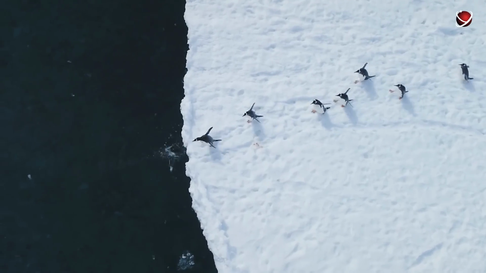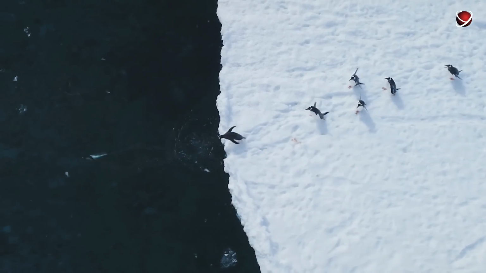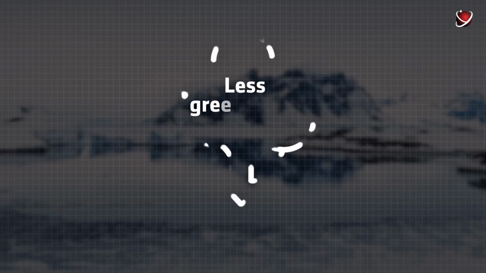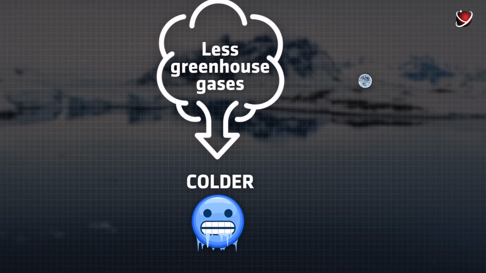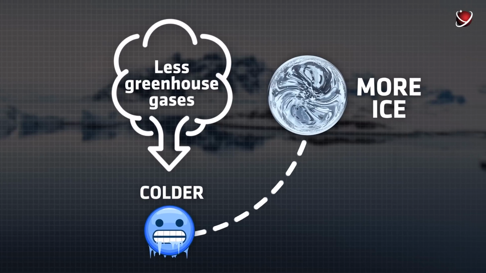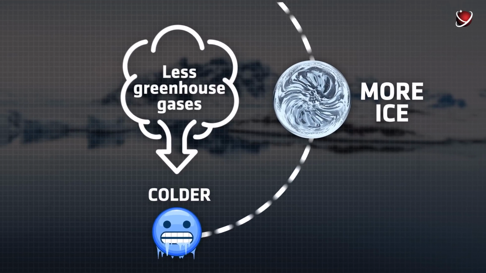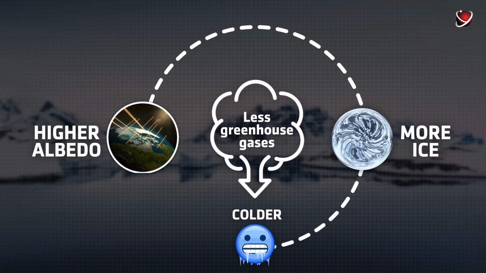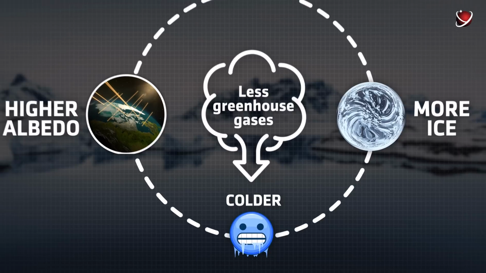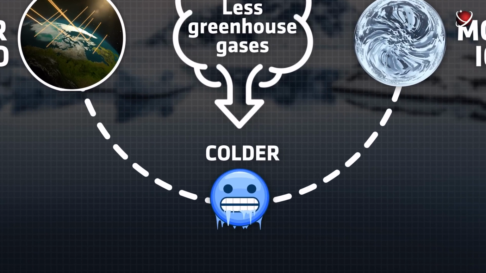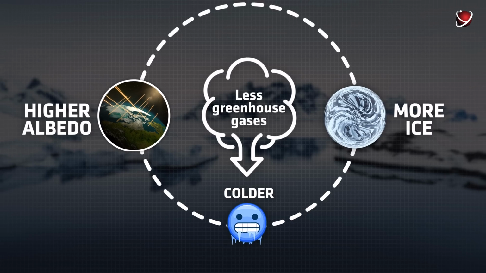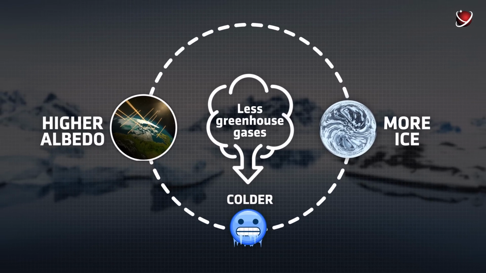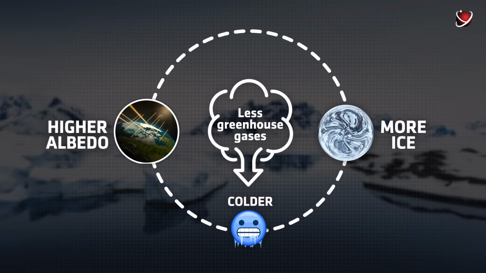It was a kind of chain reaction. 1. Less greenhouse gases, colder. 2. Colder, more ice. 3. More ice, higher albedo. 4. Higher albedo, even colder. 5. And we're back to the point 2 again. And then again, everything repeats circle-wise.